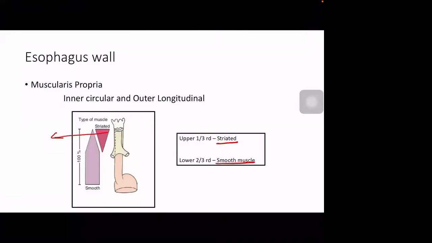So why is it important? Because all the motility disorders of the esophagus, which affect the smooth muscle, are more common in the lower 2/3 of the esophagus, because the lower 2/3 is composed only of smooth muscle, whereas the upper 1/3 is made up of striated muscle. Are you clear with this concept?